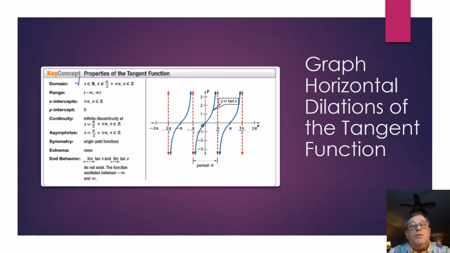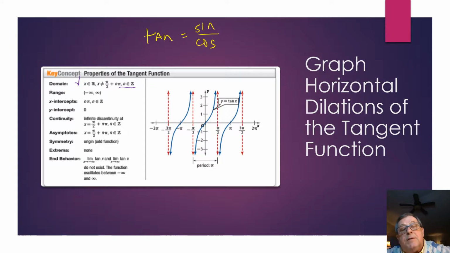cannot equal pi over 2 or any multiple of pi, provided that we're talking about integers. Now, let's think back a little bit about that unit circle, and if we define the tangent function, so the tangent is equal to the sine over the cosine, and at pi over 2, back on that unit circle, well, the cosine is 0, and at 3 pi over 2, the cosine is 0. So that's undefined, and therefore it creates an asymptote.